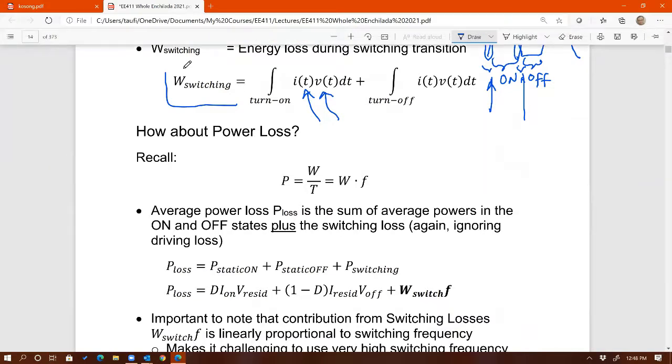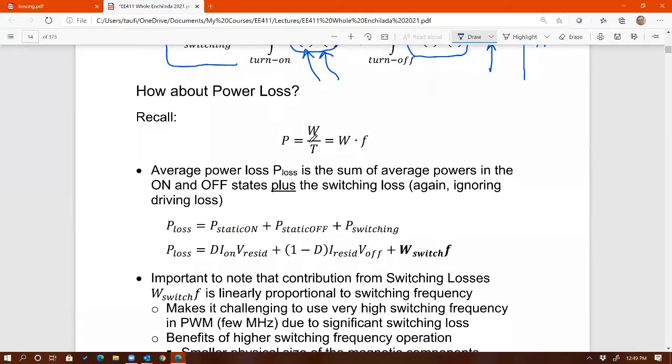Are there any questions on why I don't simplify this further? Because this could be different functions for different switching, different switches as well. All right, there's no question. Then how about power loss? We talked about energy, energy during switching and energy during the static condition.